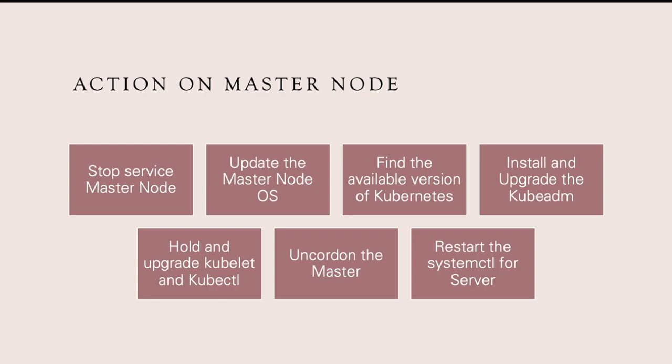Actions on master node. First, stop the service on the master node. Upgrade the master node OS. That's the first thing. Find the available versions of Kubernetes, because at times you have to do a step by step upgrade. Install and upgrade kubeadm. Second, hold and upgrade kubelet and kubectl. Uncordon the master node. Then restart the systemctl services so that you know that your service is up. When we do the demo, we will go through that in more detail.